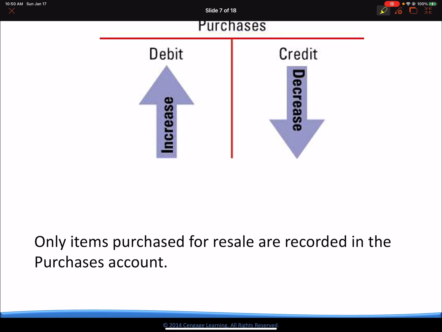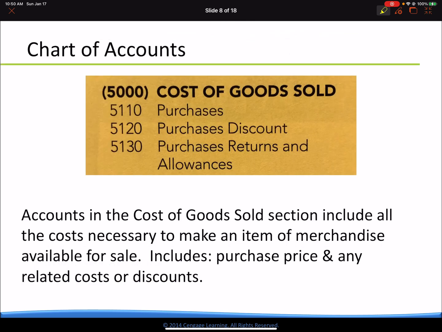Only items purchased for resale are recorded in the purchases account if you're going to resell them. For example, your supplies that you're going to use up within the business, you are not going to do that. Here is your section of your chart of accounts. It's the 5,000 section, or if you use the smaller numbers, the 5 section, which earlier we used as our expenses, but now it's going to be the section for our cost of goods sold.